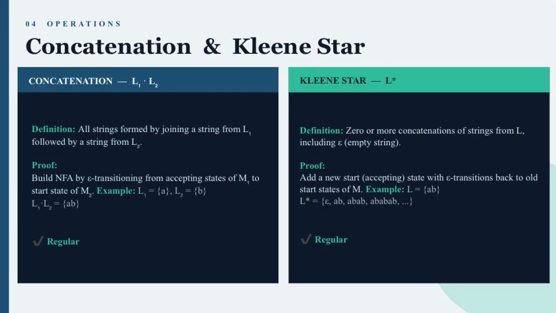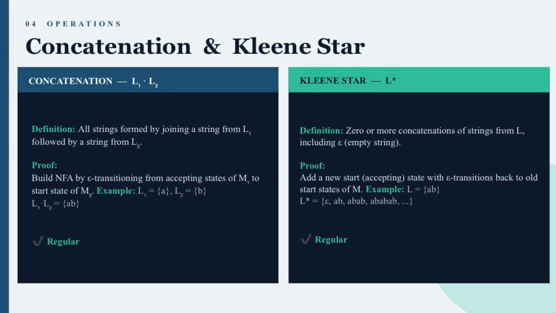Now moving on to concatenation. The concatenation of L1 and L2 is the set of all strings formed by taking a string from L1 and joining it with a string from L2. For the proof, we build an NFA by taking the NFA for L1 and the NFA for L2 and adding an epsilon transition from every accepting state of M1 to the start state of M2. The resulting NFA accepts L1L2, which we can convert to a DFA, so it's regular.